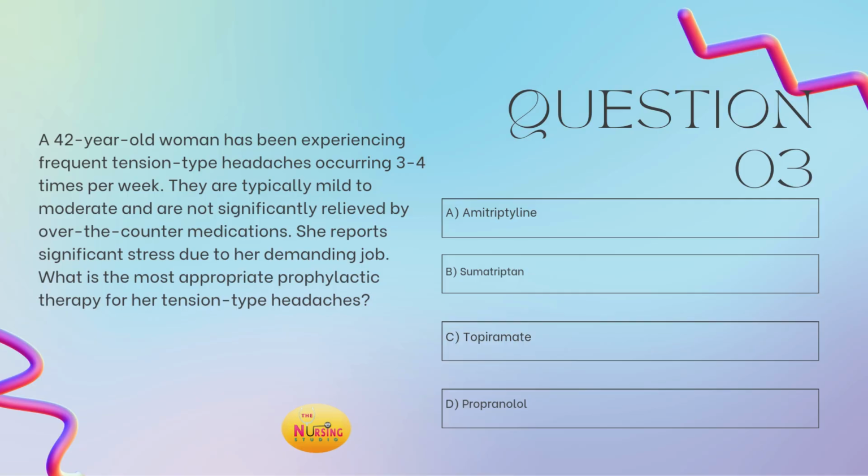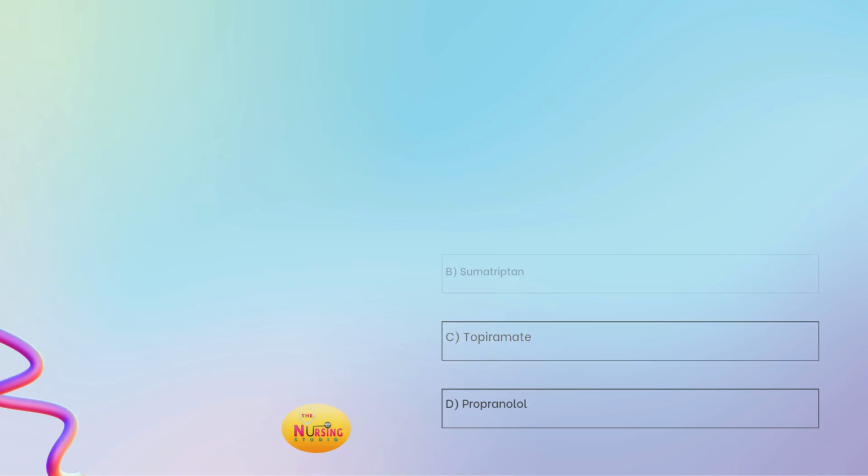Okay. Remember sumatriptan, you can rule that out. That's acute therapy for migraines. Topiramate and propranolol are utilized for prophylactic therapy for migraines and not for tension headaches. Okay, so A is your best answer.